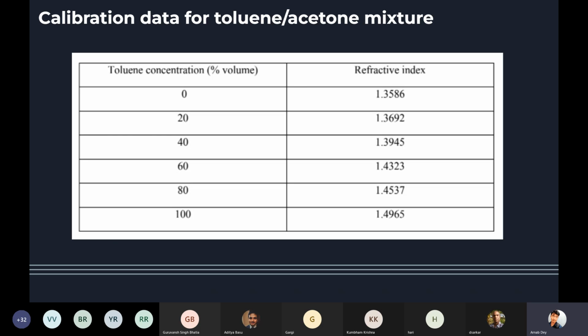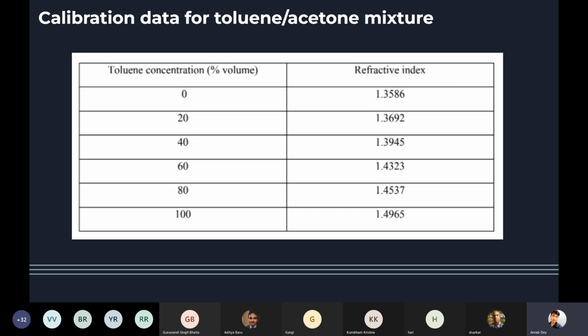So this is the calibration data for the toluene acetone mixture. In the left hand side, we can see the toluene concentration. It is in percent volume. So it says the volume percent of toluene. So in 100 ml, how much toluene will be present? Say 20 ml in the first case, 40 in the next. So this is the case.